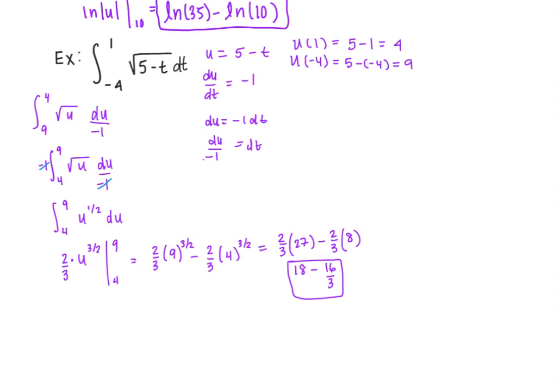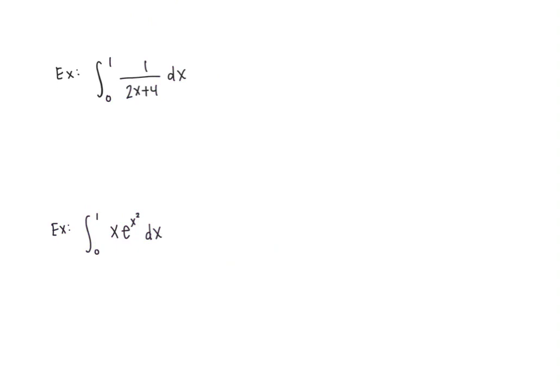Let's take a look at another example. From 0 to 2, 1 over 2x plus 4. So I'm going to let u equal 2x plus 4. So du is 2. And I'm going to move dx to the other side, and so I have dx equals du over 2.